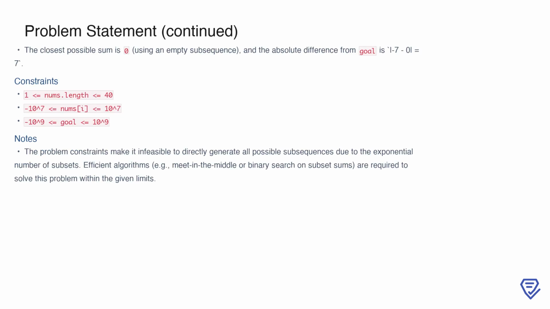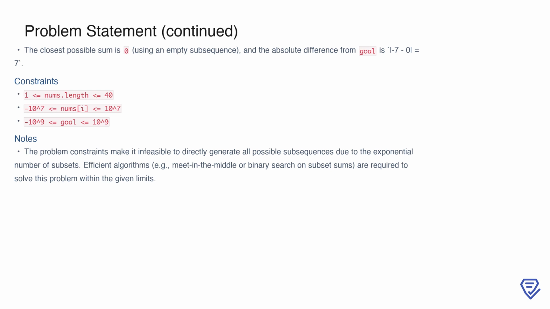This example highlights how different subsequences can be compared to identify the one that brings us closest to the goal. Finally, in the third example, we have nums equals 1, 2, 3, and goal equals -7. Here, the closest possible sum is 0, which can be achieved by taking an empty subsequence. The absolute difference between -7 and 0 is |-7 - 0| = 7. Therefore, the output in this case is 7.